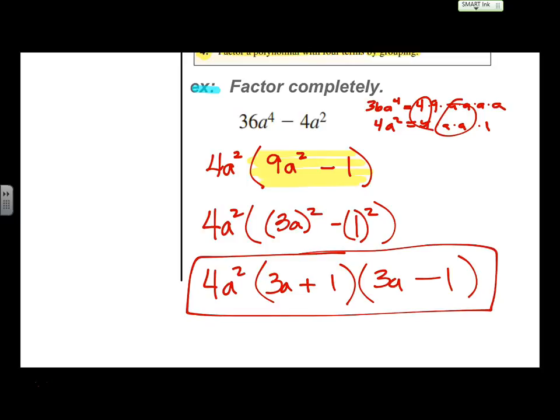Whew, that one had 2 steps. Look out for the GCF. Is anything shared? Pull it out. Wait, there's a difference of squares. Keep going. So factoring completely says, do what you can at the beginning, and then after that, if you can keep going, do so.